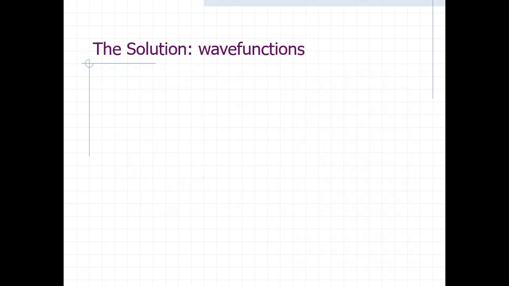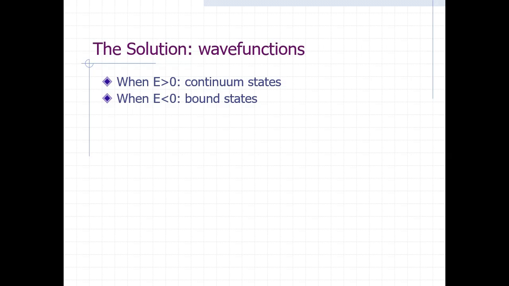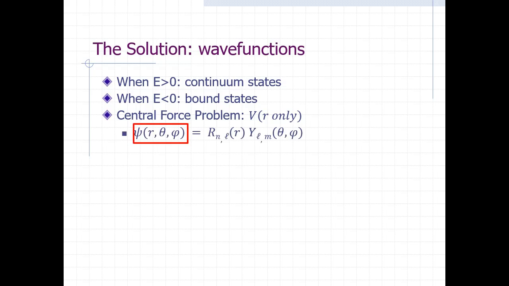As mentioned earlier, when the electronic energy is positive, solving the Schrödinger equation gives us continuum states. For the rest of this lesson, we will focus on the bound states, the solutions we get when the electronic energy is negative. Because the potential energy depends only on r, the distance from the origin, the electronic Schrödinger equation is an example of a central force problem. The solution to central force problems is best expressed in terms of spherical polar coordinates, r, theta, and phi.